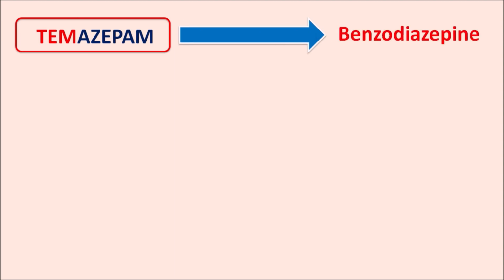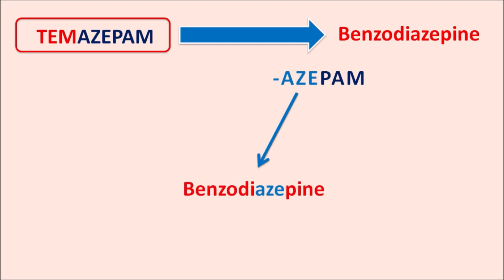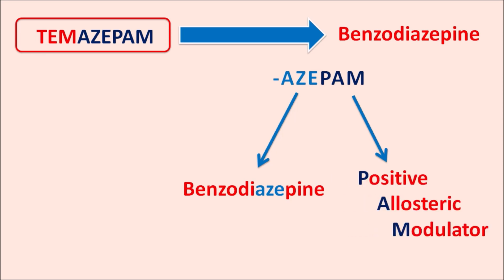Today in this video we are going to discuss Temazepam. What is this drug Temazepam? The suffix azepam indicates this drug is a benzodiazepine. Here we have the suffix azepam, where the term az can be obtained from the ring system benzodiazepine. And another suffix, pam, indicates these drugs are acting like positive allosteric modulators.